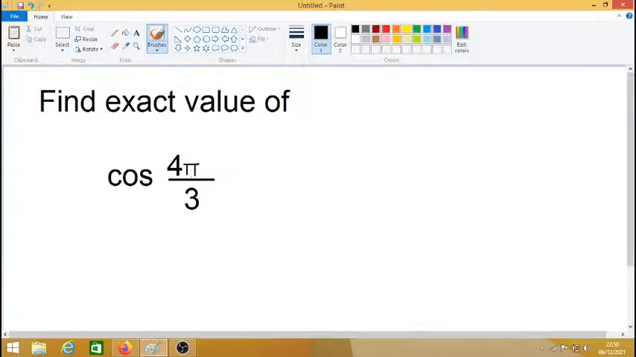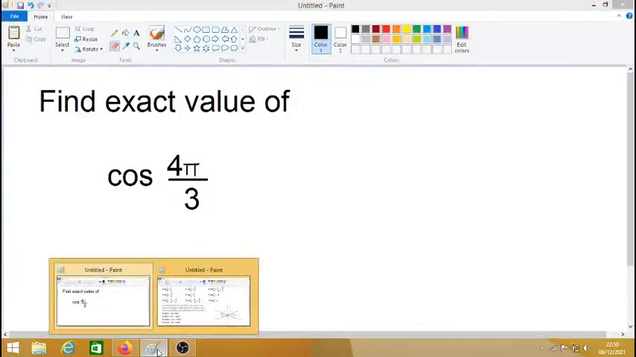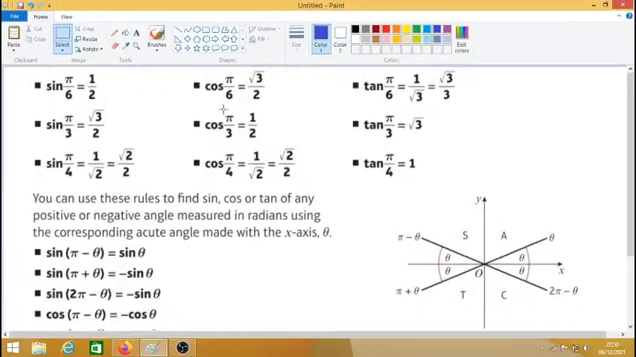How can I slightly rearrange or manipulate that so that it looks similar to one of the ones that I know? Pi over 6, pi over 3, pi over 4. Really, pi over 6 and pi over 4 don't look anything like 4 pi over 3, but cos of pi over 3 might help. So let's take a look at that one.